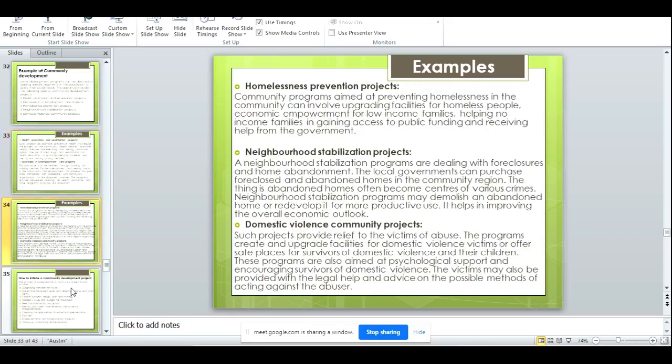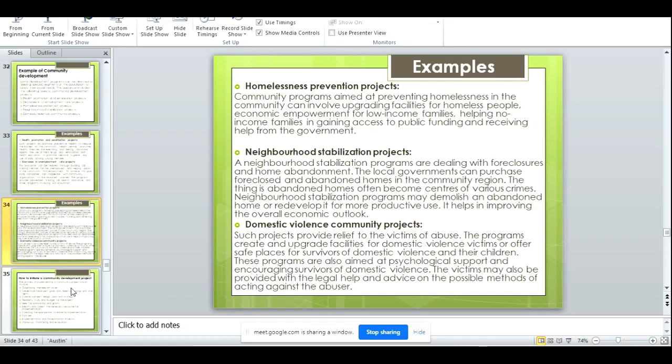Another example is homelessness prevention project. Community programs aimed at preventing homelessness in the community can involve upgrading facilities for homeless people, economic empowerment for low-income families, helping no-income families in gaining access to public funding, and receiving help from the government.